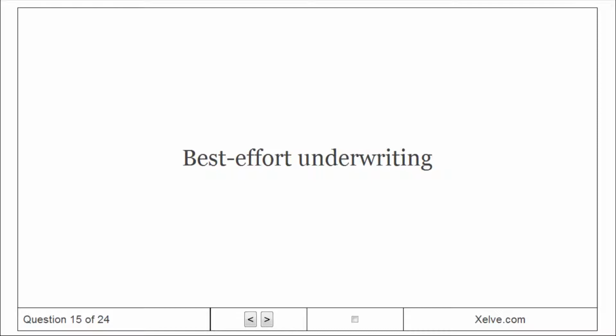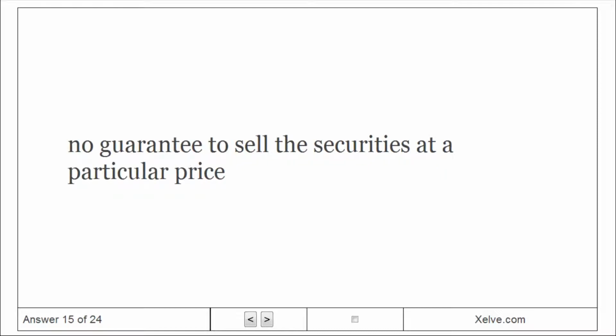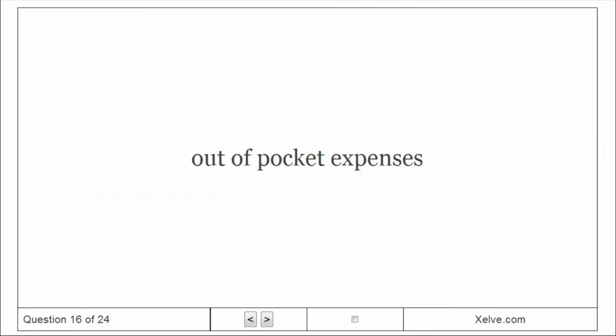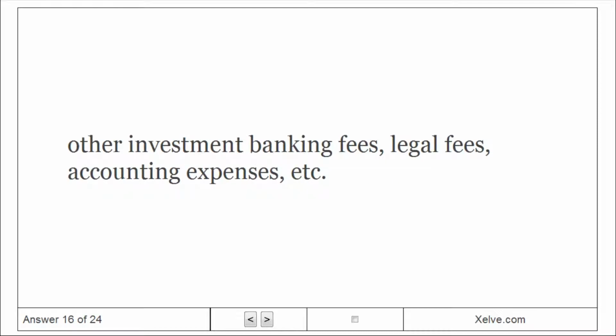Best effort underwriting: no guarantee to sell the securities at a particular price. Out-of-pocket expenses: other investment banking fees, legal fees, accounting expenses, etc.